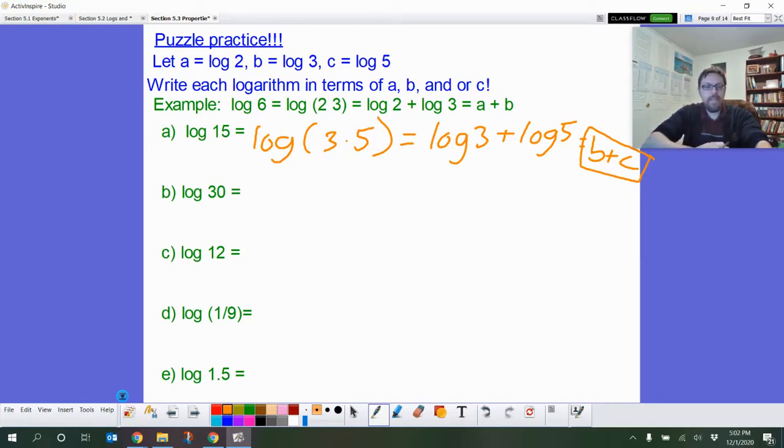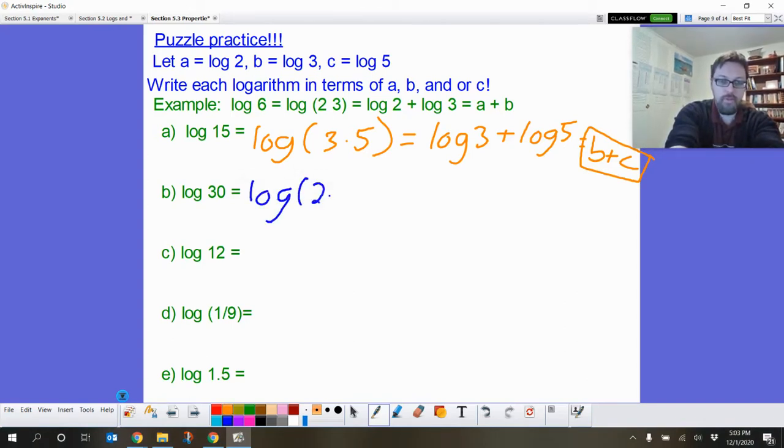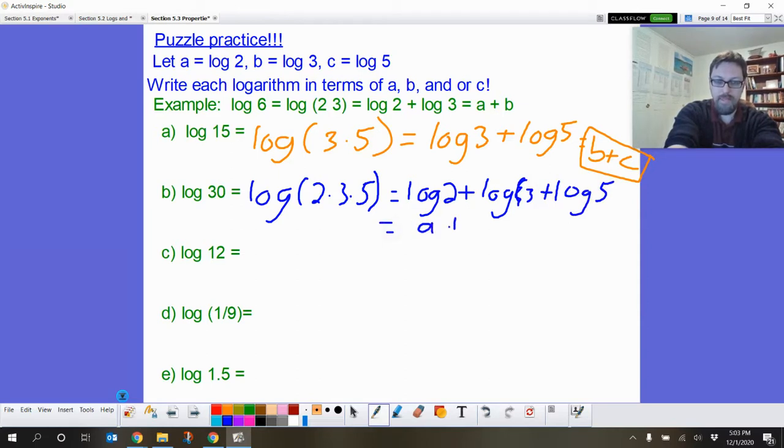Let's see. I know 6 is 2 times 3. Oh, but 2 times 3 times 5, 6 times 5, that is 30. So this is 2 times 3 times 5. 6 times 5 is 30. So that is the log of 2 plus the log of 3, plus the log of 5. So that is a plus b plus c. Neat.